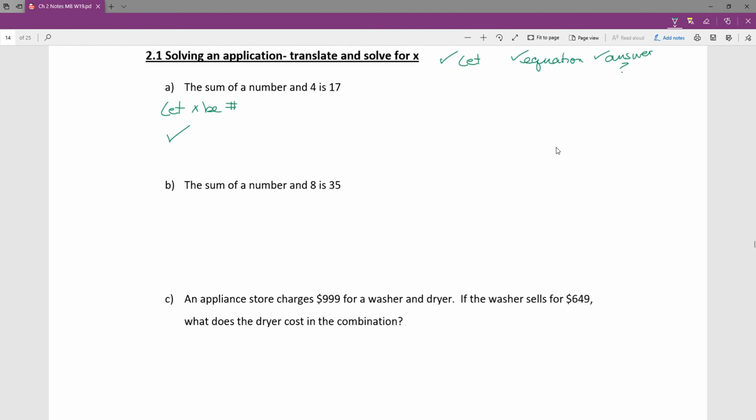The sum of a number and 4 is 17. We've got our second mark in our word problem. Easy peasy. Stay patient. I know it's not necessary to do all 3 of these things in order to get to the answer. So the next thing we're going to do is solve for x. And we get that x equals 13.